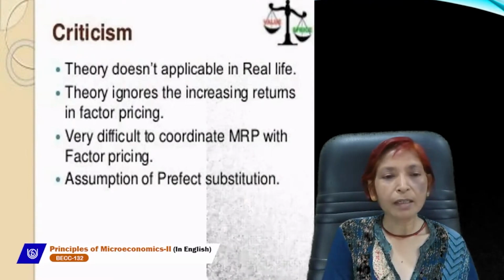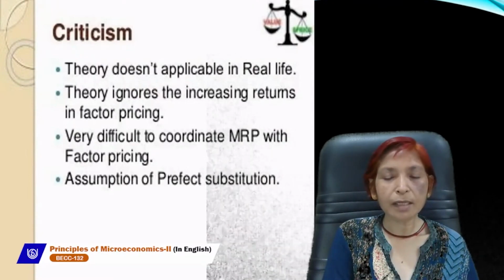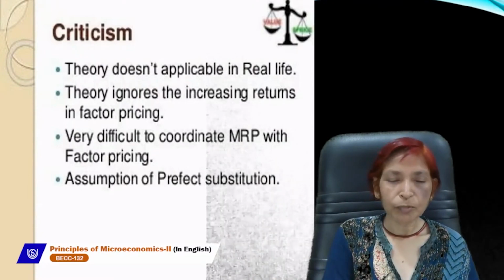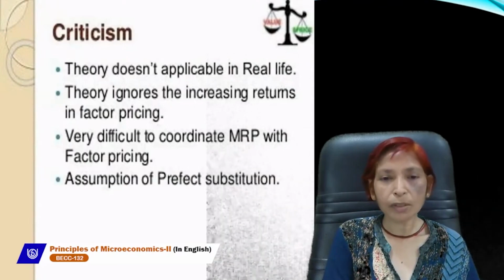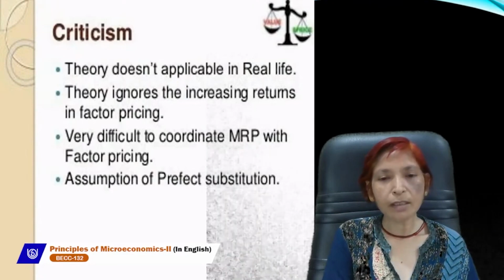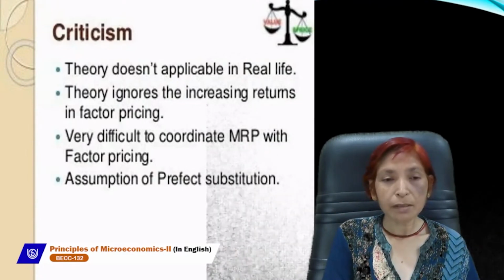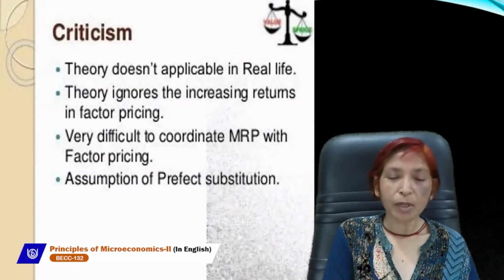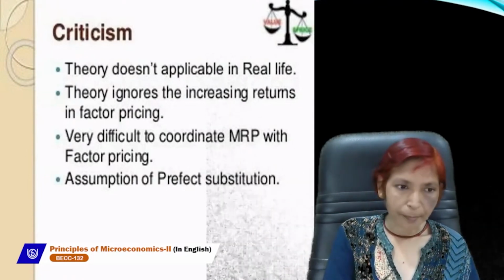So we can't say that always increasing return is applicable. This theory ignores the increasing return. This theory tells us that diminishing return is applicable, but in the beginning, production always increases.